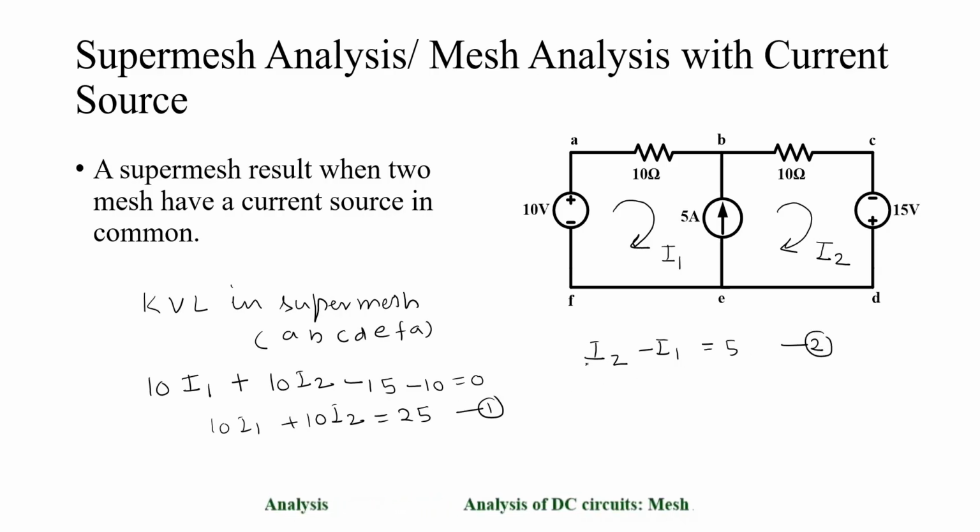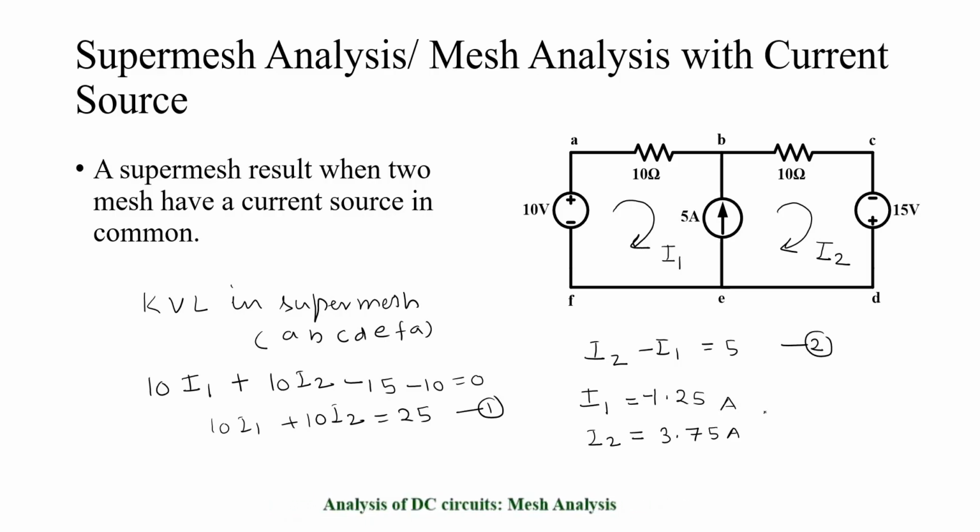So we have got two equations and two unknowns. By solving these two simultaneous equations, I can find out the value of I1 and the value of I2. This is minus 1.25, sorry, minus 1.25, and this is 3.75 ampere. And with I1 and I2, we can find out the current in any branch of this electrical circuit.